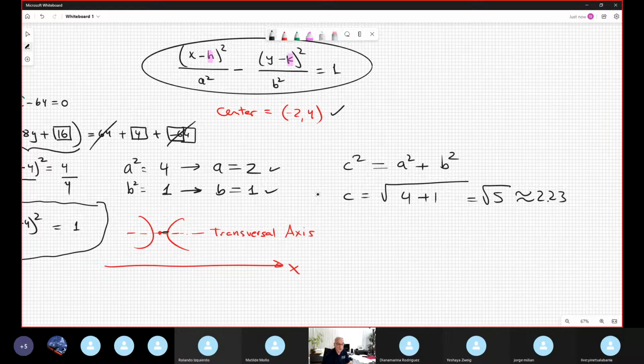Okay. And the foci is located here, right? This distance is 2, because A. This distance is also 2 in opposite direction. The foci is here. The distance from this point at the center is 2.23.